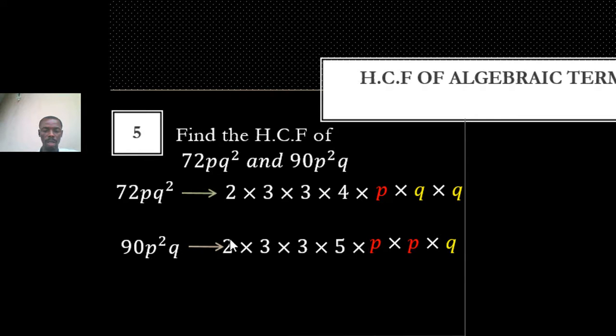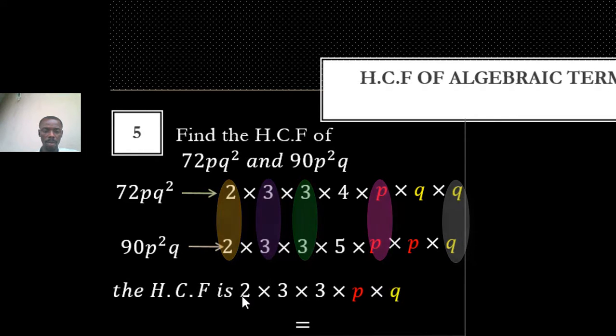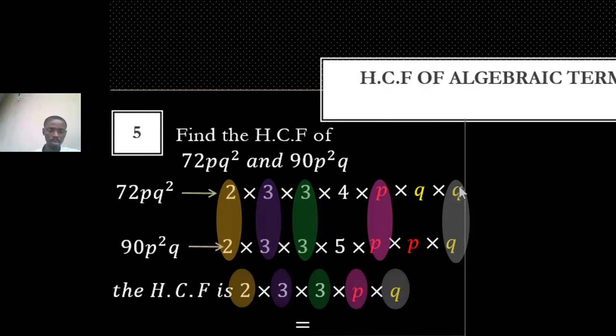So I'm having a 2 and a 2 here, represented here. I'm having a 3 and a 3 here, represented. I'm having another 3 and 3, represented. This is a 4 and this is a 5. They are not matching. So this is a p and p matching. This is a q and a q here matching. No other thing matches another.